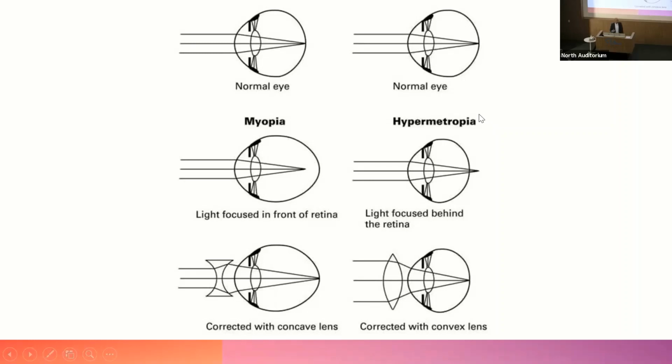So hyperopia or hypermetropia is the opposite of that. So that's someone who can see long but can't see short, all right? And they've got a short eye and they need a convex lens. They need the opposite. They need a convex lens to put the image in the right place.